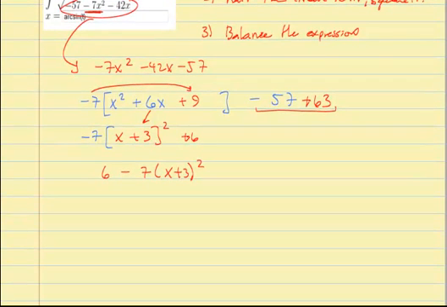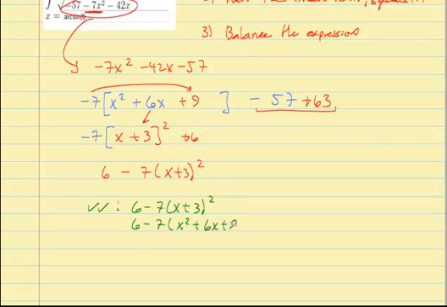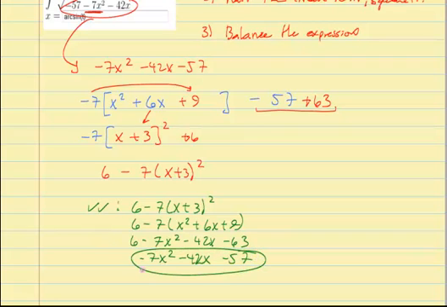And you can check this, so let's go ahead and look at checking this. You can check this by re-expanding it, and when you re-expand it, you should get exactly the original expression you started with. So let's distribute through that negative 7. And then combining our like terms again, 42x. Negative 63 plus 6 is a negative 57. So this does check because I come right back up and get what I started with up here.